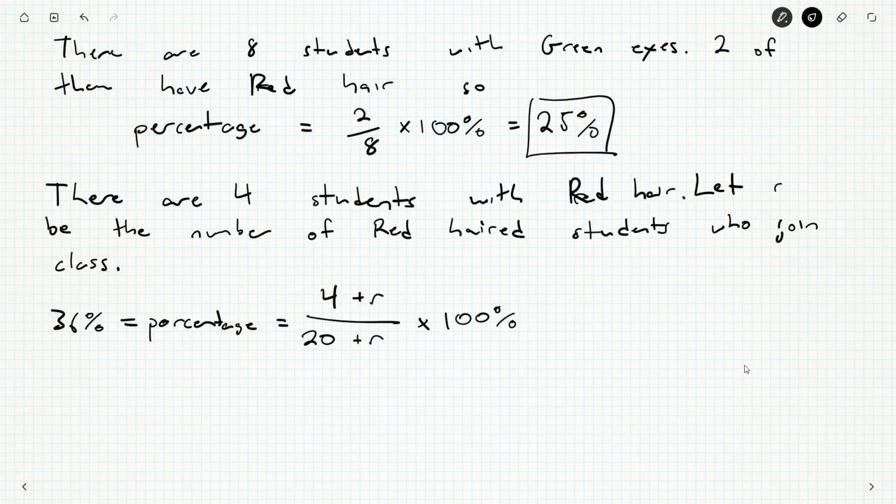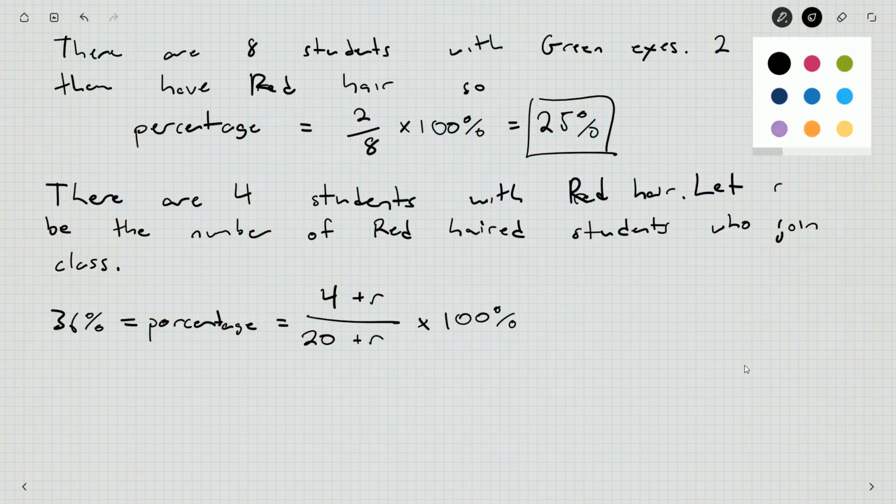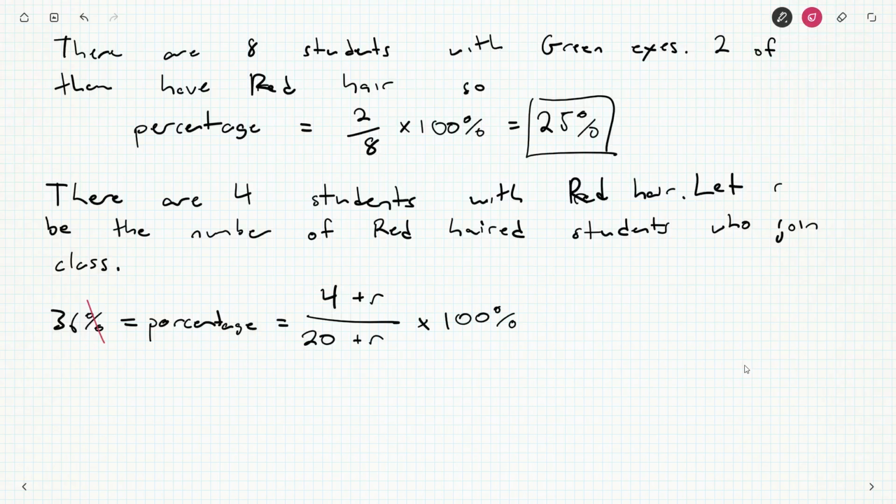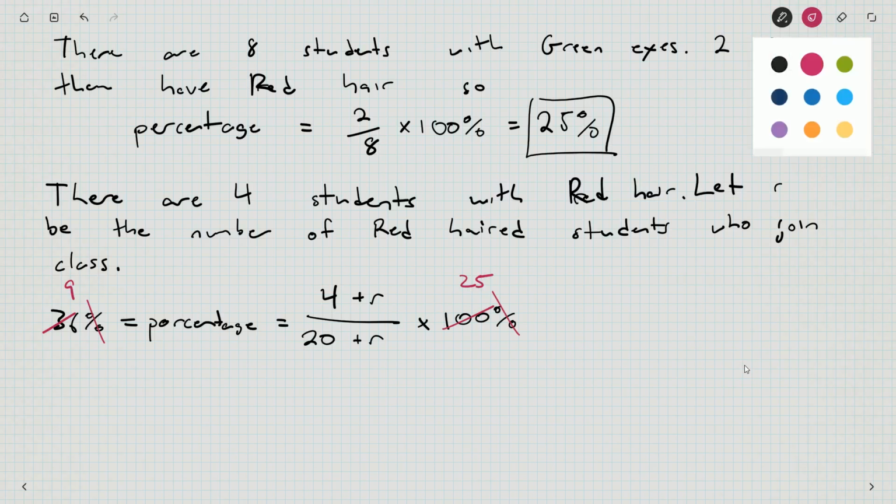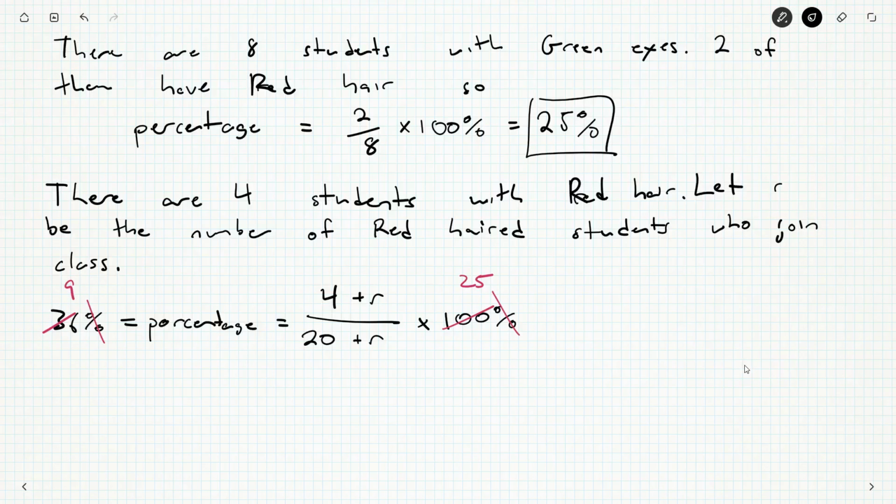Okay. So now, what can we do here? Well, first thing, I'm probably going to cancel out the percents. Don't really need them. I also think I'm going to divide by 4 on both sides. And now I think we just sort of multiply everything by 20 plus R. So 9 times 20 plus R is equal to 4 plus R times 25. So that's 180 plus 9R is equal to 100 plus 25R.